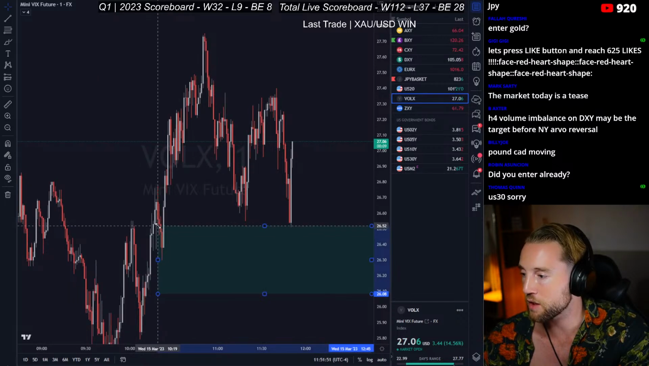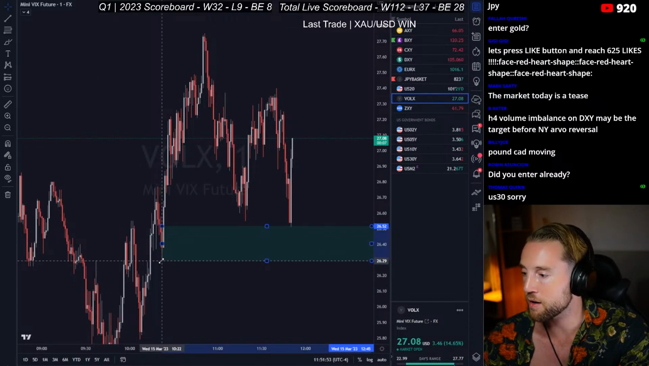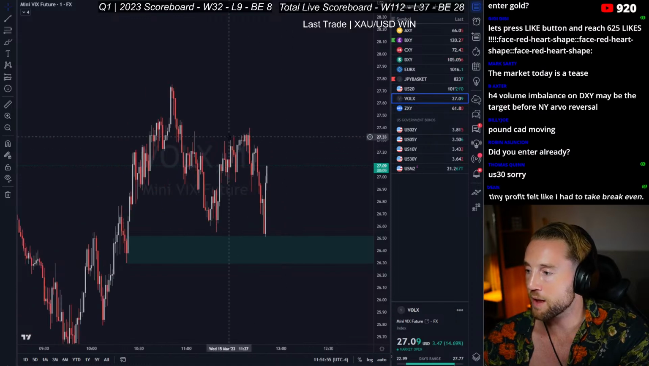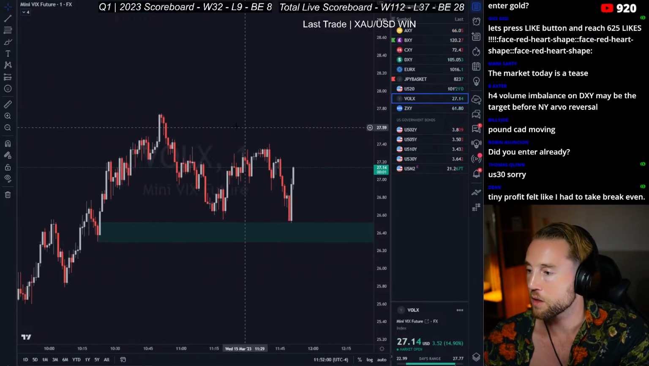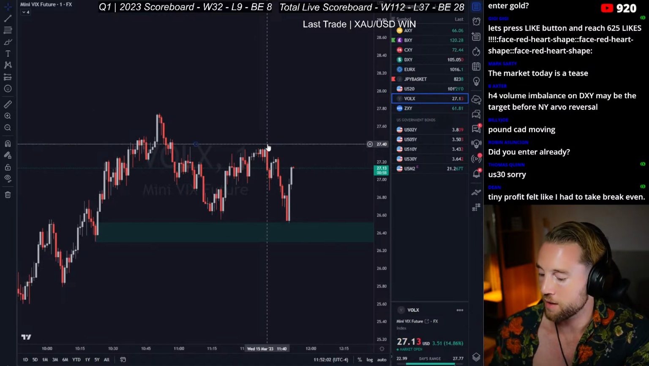That's why you see that reaction. It's actually from this particular area right here. That's why you see that reaction right there. Yeah, you want to break that high.